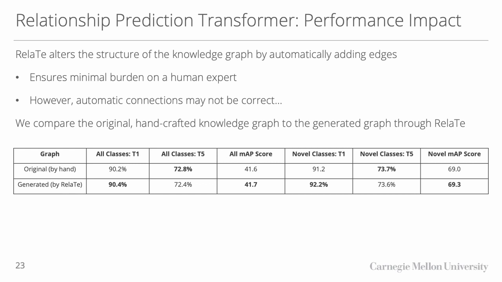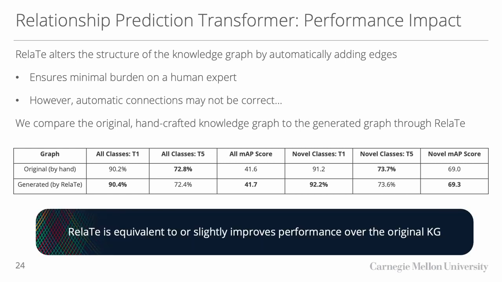Relate automatically creates a knowledge graph with 16 novel concepts, and we compare the performance of a handcrafted graph with the same concepts to the one created with Relate. Our experiments show that Relate does not negatively impact the model's capability of being able to detect the original concepts. Further, the knowledge graph created by Relate provides a source of information that is at least as good as the handcrafted knowledge graph.